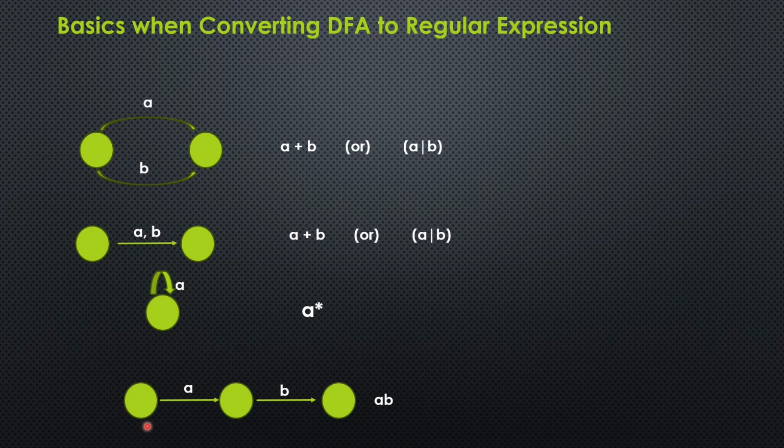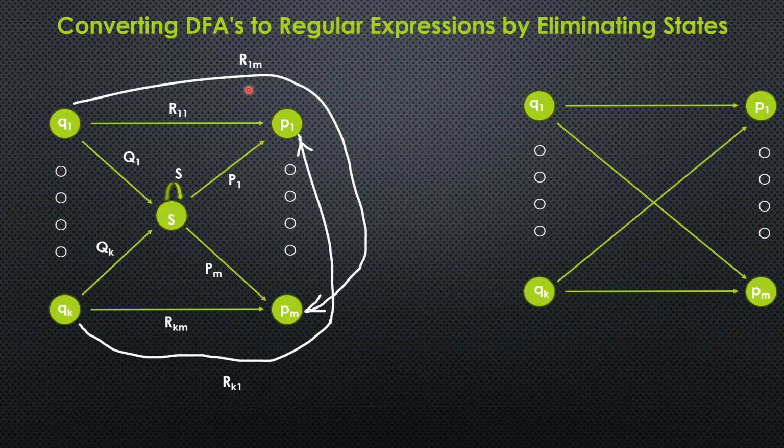Now the last one is concatenation. First, with an input A, I am moving from the current state to the next state. Then from that next state, if B is given as the input, I am moving to the next state. So the equivalent regular expression is AB. Now let us take an example.